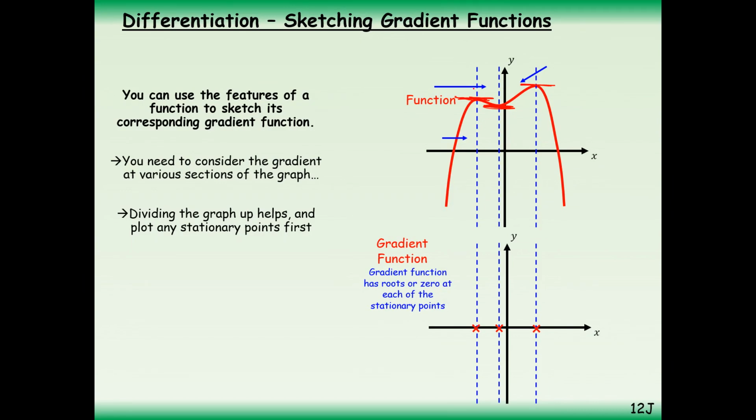So at those turning points, it's usually the norm, just to make your life easier, to draw another x and y axis directly under it and just use a ruler to project those lines down here. Project those x values down onto this gradient function curve.